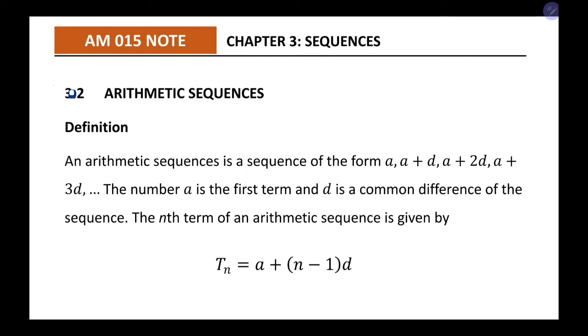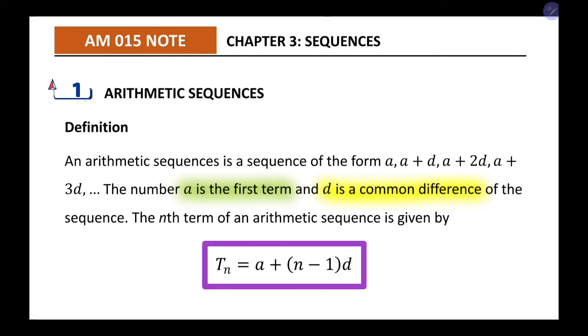Arithmetic sequences. Definition: an arithmetic sequence is a sequence of the form a, a + d, a + 2d, a + 3d and so on. The number a is the first term and d is the common difference of the sequence. The nth term of an arithmetic sequence is given by Tn = a + (n - 1)d. So this one is the formula for the nth term of an arithmetic sequence.